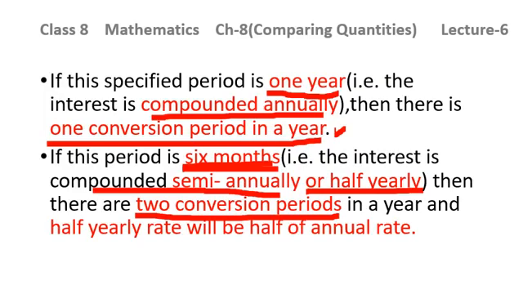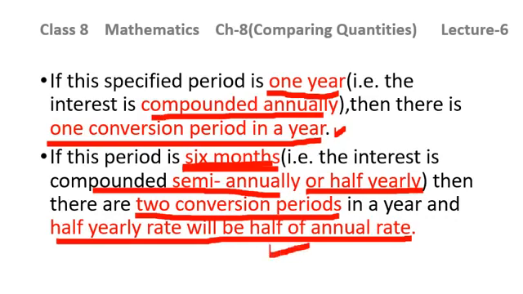We have taken half of the year, that is half yearly. From the name you can keep in mind that the conversion period is 6 months, and there are two conversion periods in this case. Then there are two conversion periods in a year, and the half yearly rate will be half of the annual rate. So there must be an effect on the rate with time also. If I am taking two conversion periods in a year, then the rate will be half of the annual rate. This will be more clear to you as I explain in further slides.